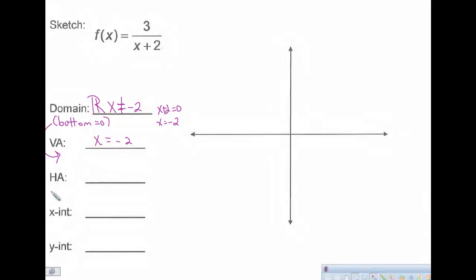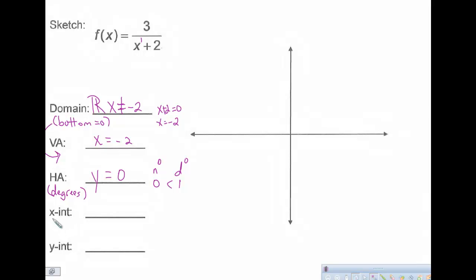The horizontal asymptote, we use the degrees. So the degree of the highest power in the numerator is a 0. Remember, the exponent on the x in the numerator would be a 0. The highest power of the degree in the denominator is a 1. 0 is less than 1, so the horizontal asymptote is y equals 0.